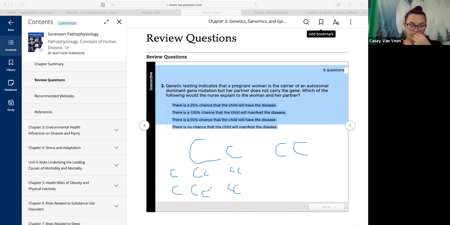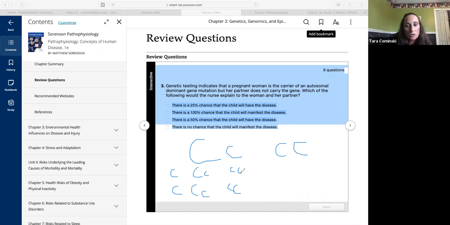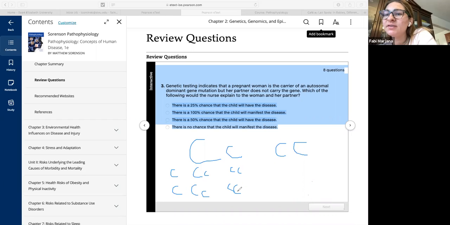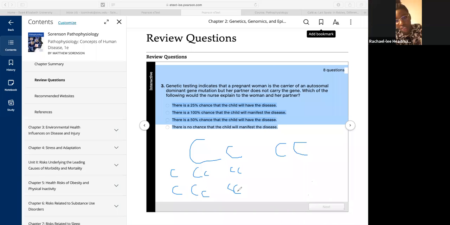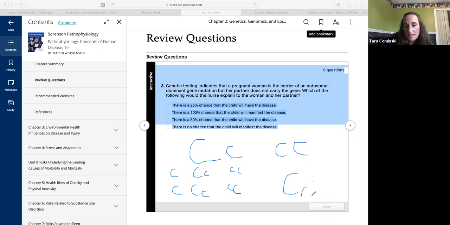This is big C, big C, little c, big C, little c, and these are little c, little c. Okay, what is it? So Dr. C, every time we have an autosomal dominant, it has to be heterozygous dominant. No, if your genotype is this, you have the disease. But if you're homozygous dominant, you also have the disease.